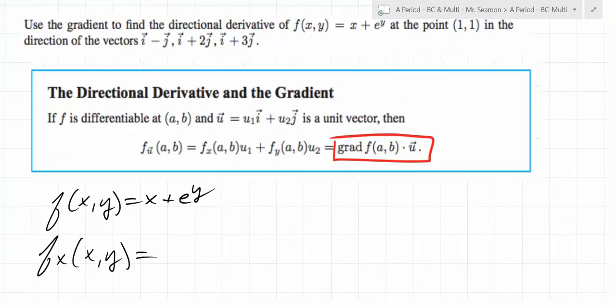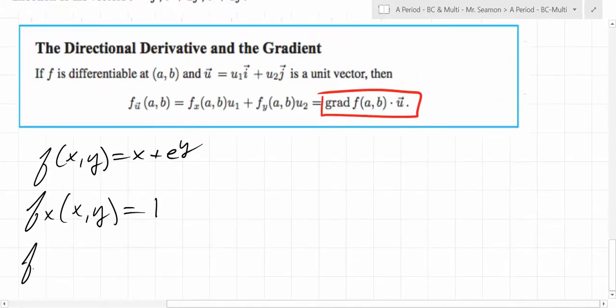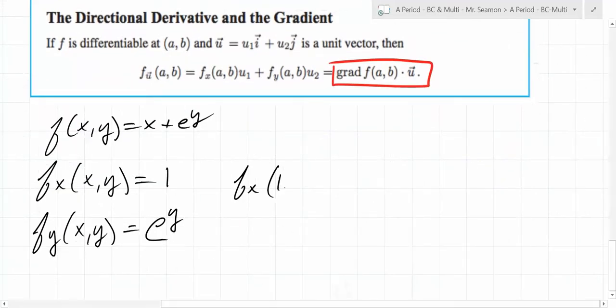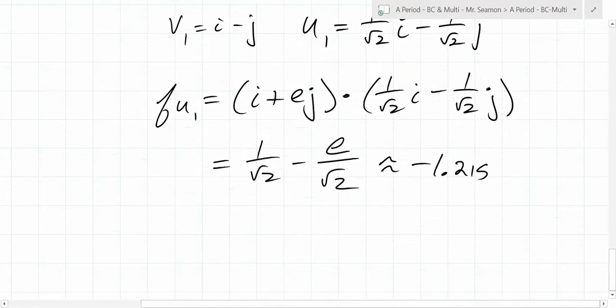So f_x, f_y. So the directional derivative. So what's it going to be? It's going to be 1. 1, correct. Similar to what we just did before. F of y, xy. What's that going to be? What is e to the y, exactly. So then what is f_x at, what point are we at here? 1, 1, right? What is it? It's going to be 1. And f_y at 1, 1 is going to be what? E. Anybody have the other ones at all?